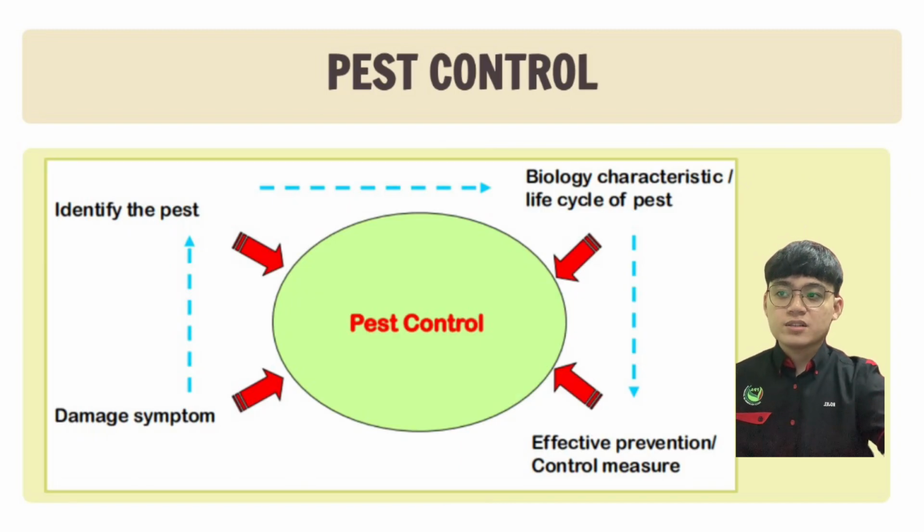So what is pest control? There are 4 steps in pest control. First, we should know the damage symptoms. The second one is we should identify the pest. The third one is we should learn about the biological characteristics or life cycle of the pest. And the last one, we should apply prevention or any control measure.